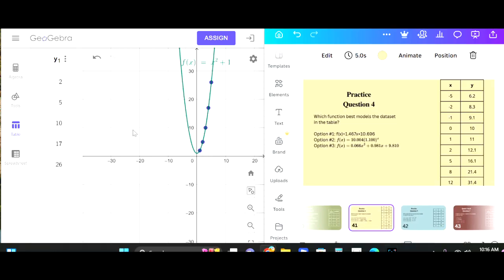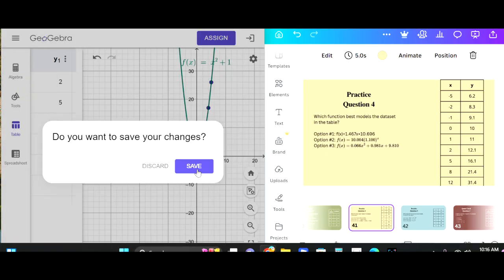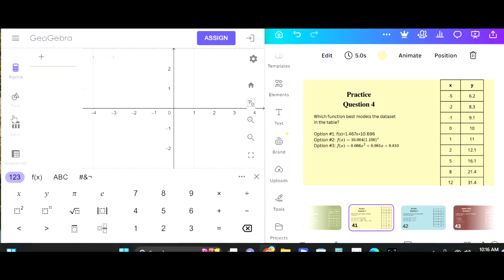Here's practice question number 4. Which function best models the data set on the table? Go figure it out. Come back. Table, x values: -5, -2, -1, 0, 1, 2, 5, 8, 12. y values: 6.2, 8.3, 9.1, 10, 11, 12.1, 16.1, 21.4, 31.4. Let's check it.